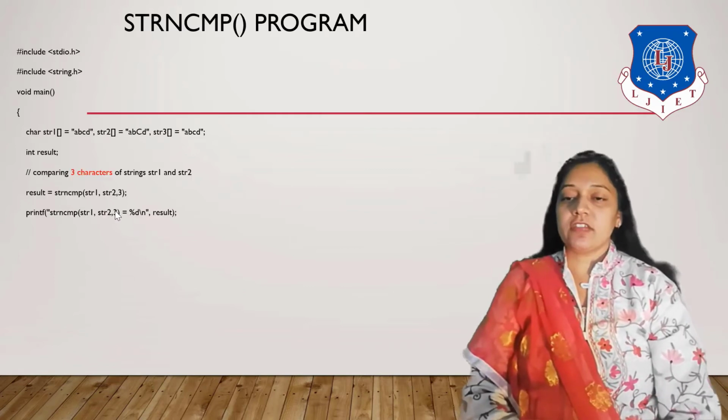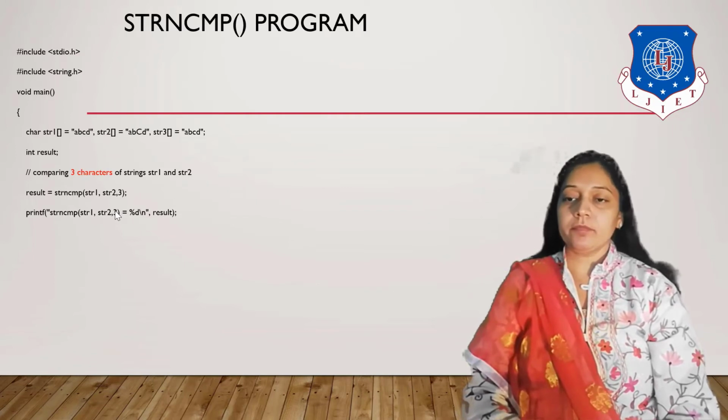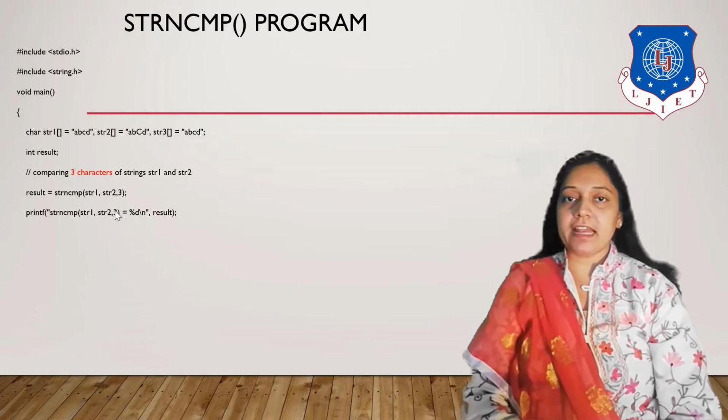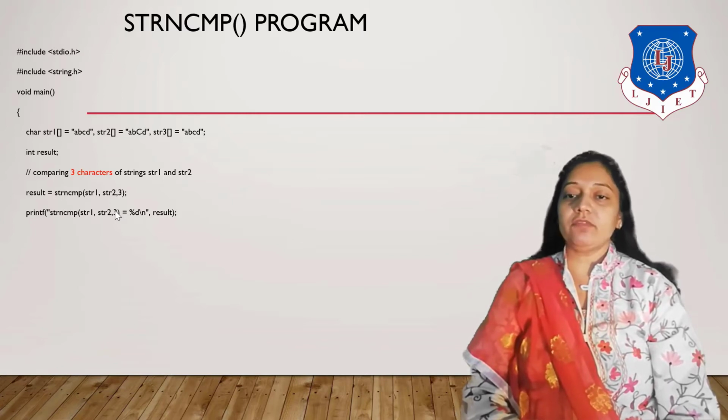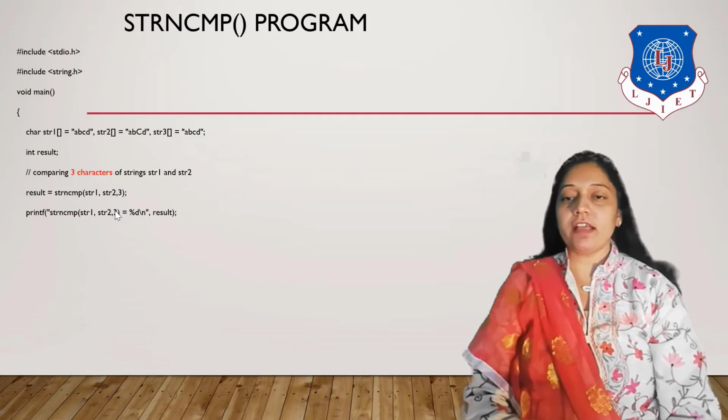In the first strncmp, I've written result equals strncmp(str1, str2, 3). It means it will compare the first three characters of str1 and str2. If all the characters are equal, then it will return 0. If there is any mismatch, then it will check the difference of ASCII codes.